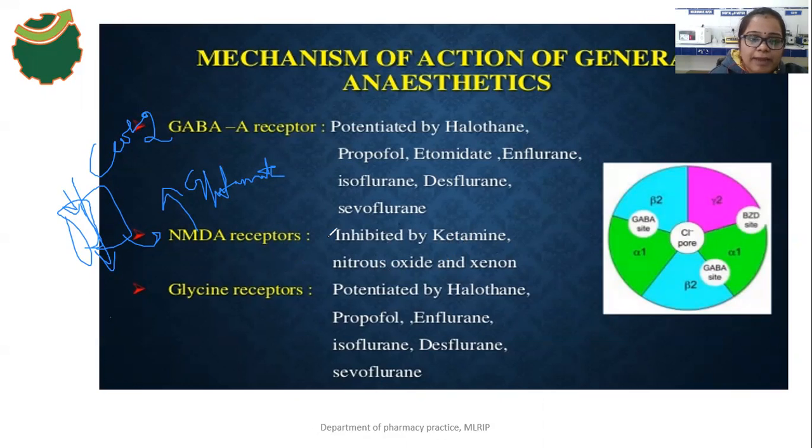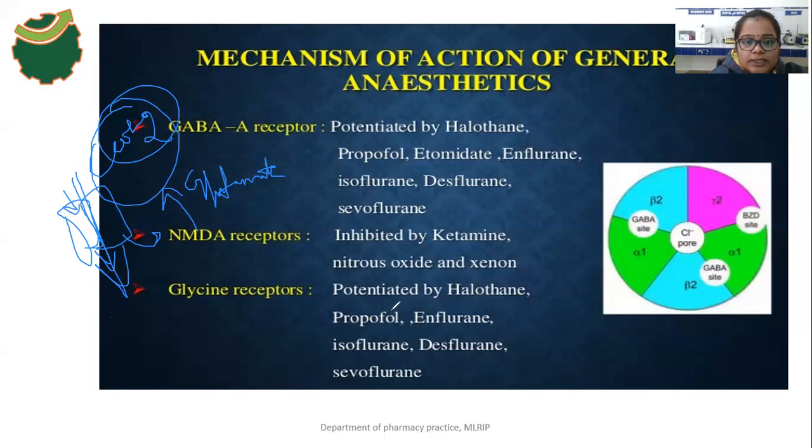These mainly bind with the NMDA receptor, especially at the glutamate binding site. Then they inhibit the opening of the calcium ion channel, so there is no influx of calcium ions, and these drugs inhibit the depolarization effect. Okay, and the next one is glycine.